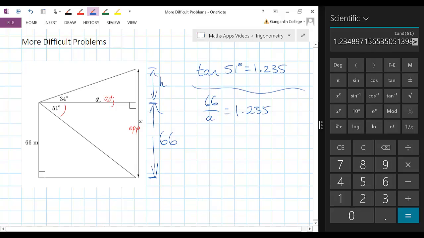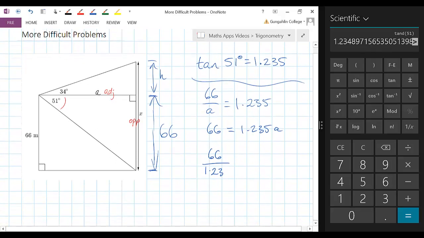So I need to make A the subject. If I multiply A up to this side and then divide by 1.235, that'll give me the value of A. Let's do that. 66 divided by 1.235. I get a value of 53.44 for A.